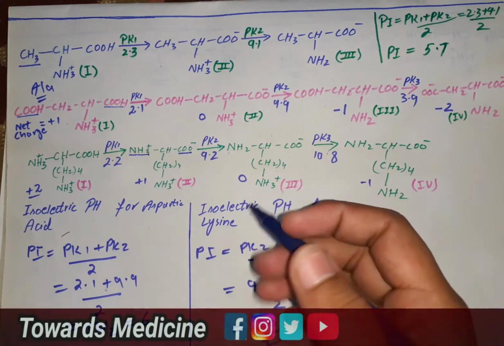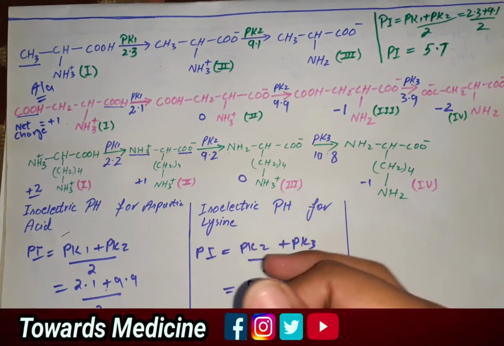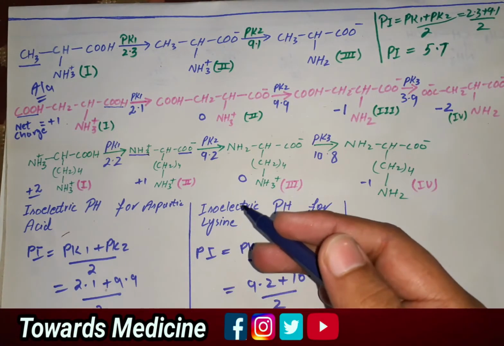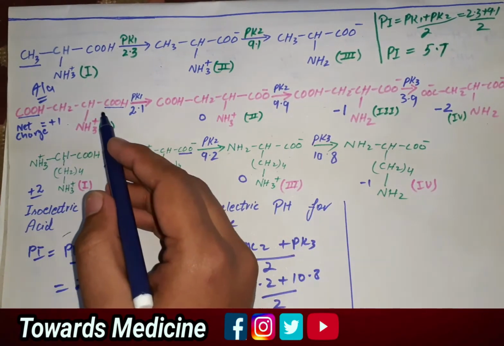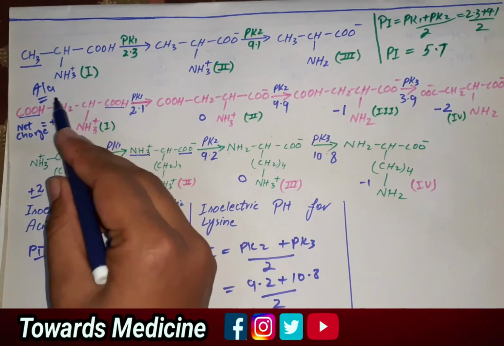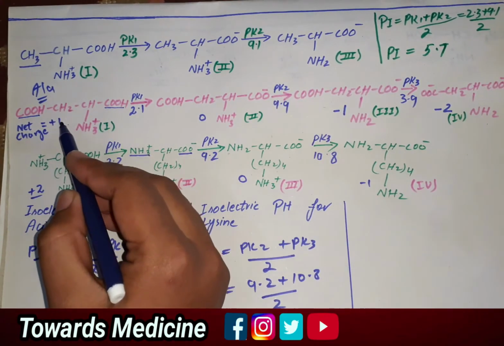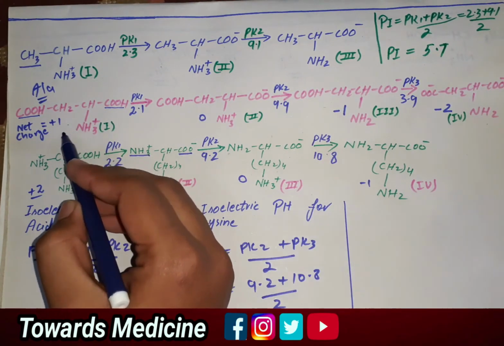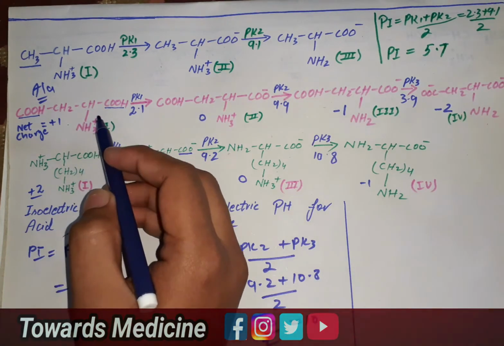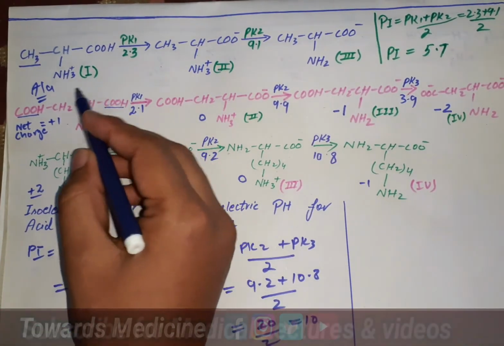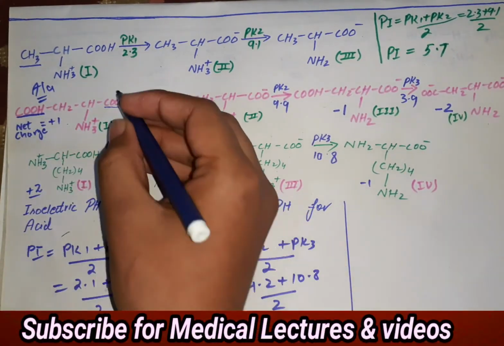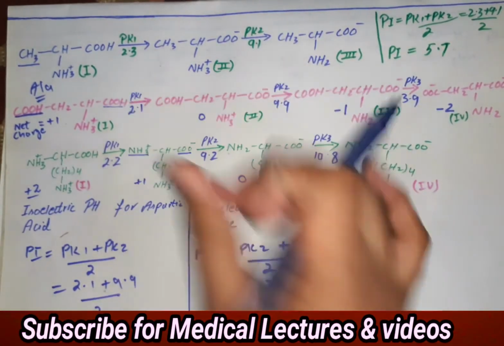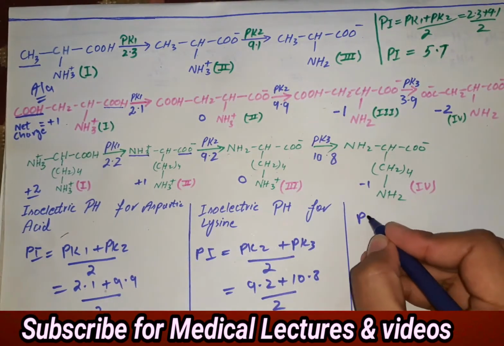So here is one shortcut to remember which pK values to use to calculate the pH. You should keep in mind that in the fully protonated form, as this is the fully protonated form of aspartic acid, if the side chain is neutral, then you have to use the lower pK values. Such as in this case, it is the fully protonated form and this is the side chain, and it is neutral. So in this case we have to use the lower pK values for the isoelectric pH.